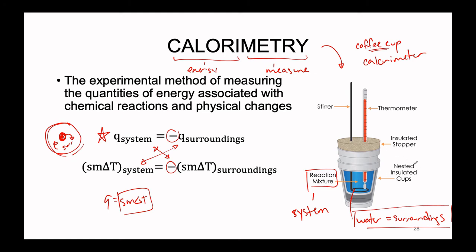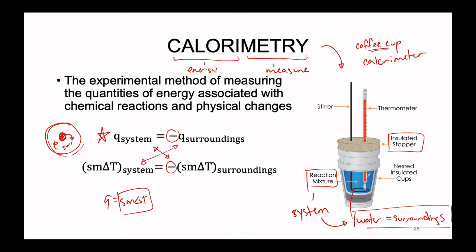Our nested insulated coffee cups are the calorimeter itself. We also tend to have a lid on top, like another piece of styrofoam, which is super common, just to make sure that we are creating as closed of a system as we can. That way, as the reaction is reacting, the water is the only thing we need to observe. So let's say the reaction is exothermic, the water is going to be heating up because the water is the surroundings and it's going to be catching all of the excess heat coming off of the chemical reaction.